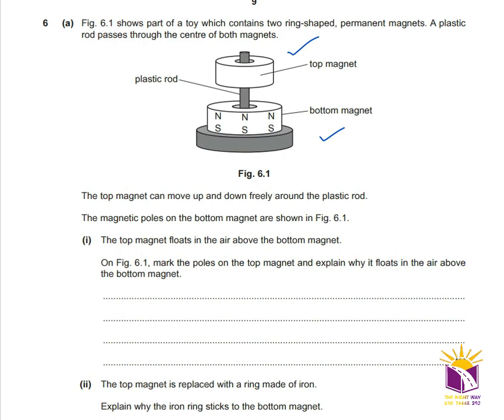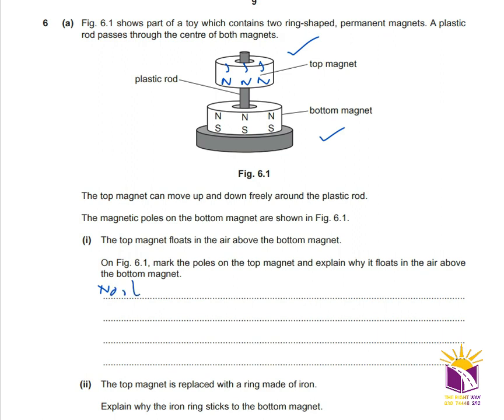On figure 6.1, mark the poles on the top magnet and explain why it floats in the air above the bottom magnet. We know that north and north pole of magnets repel each other, and south and south pole also repel each other, or we can say that same poles repel and different poles attract. So for floating, the force will be repulsive force. So north will be on this side below the magnet, and south will be on the other side of the magnet.